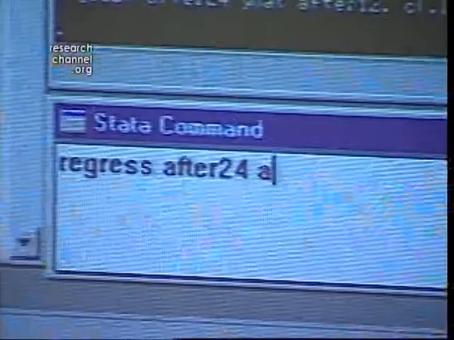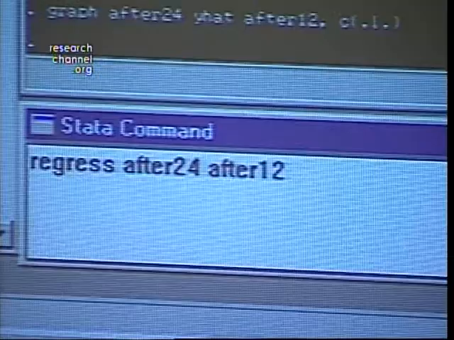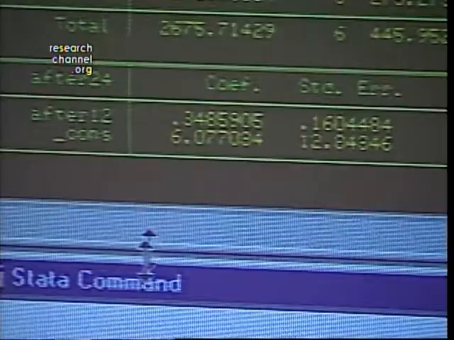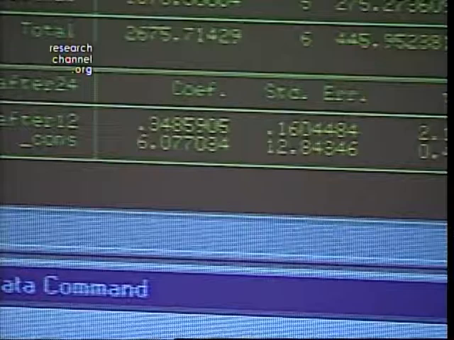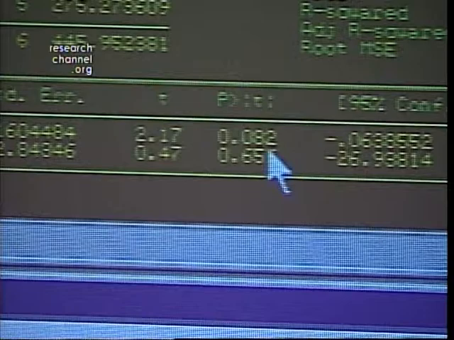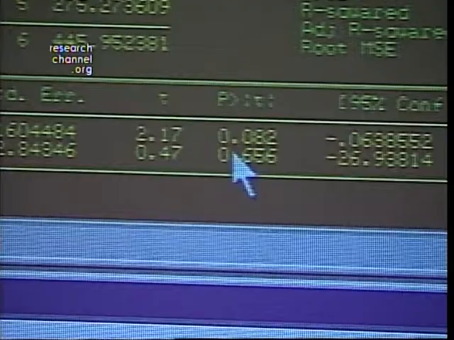I could also perform a regression. I actually had to do this regression first in order to get that fitted line, but I could regress the after-24 measure on the 12-hour measure. And what we see here now is the estimated slope of 0.35, that coefficient estimated as 6.07. Now, if we were testing the null hypothesis that the slope equals zero, the p-value is about 0.082. So, in fact, would we reject or fail to reject a null hypothesis that the slope is equal to zero?